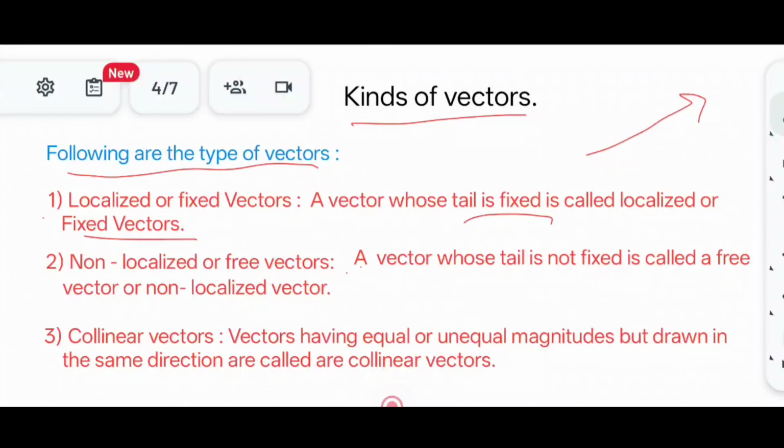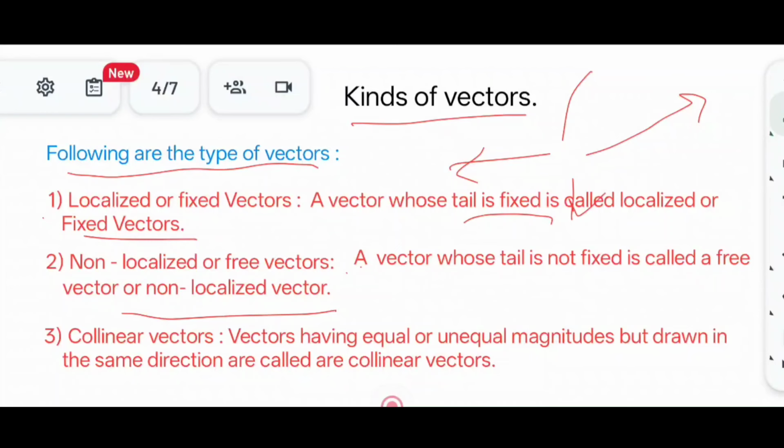Second, non-localized or free vectors. A vector whose tail is not fixed is called a free vector or non-localized vector. It can start from anywhere. So such vectors are known as non-localized or free vectors.